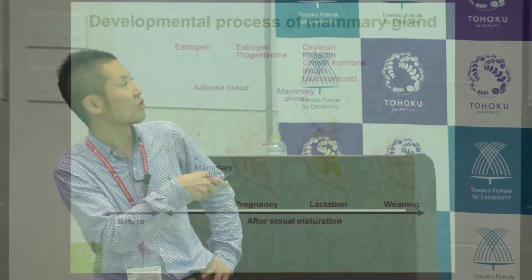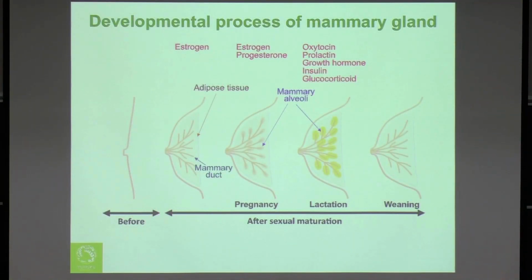After pregnancy, the mammary gland gets another sex hormone signal, that is progesterone. This hormone facilitates the development of mammary gland alveoli, like this. But at this stage, it still doesn't function. After parturition, they receive more signals, such as prolactin, growth hormone, insulin, and glucocorticoid, and so on.